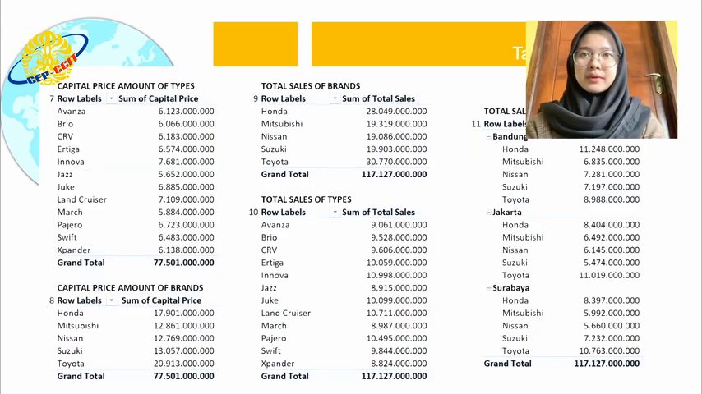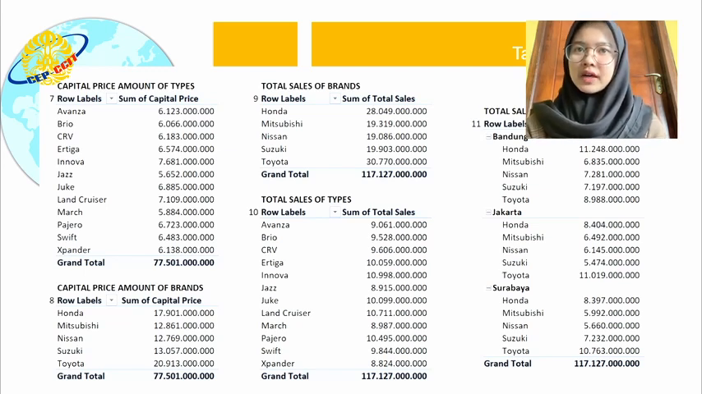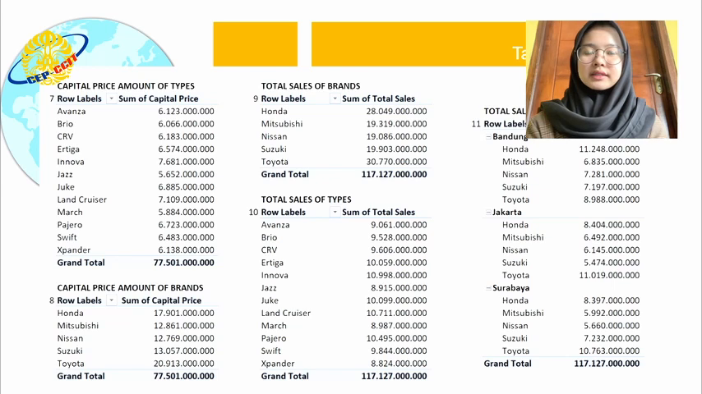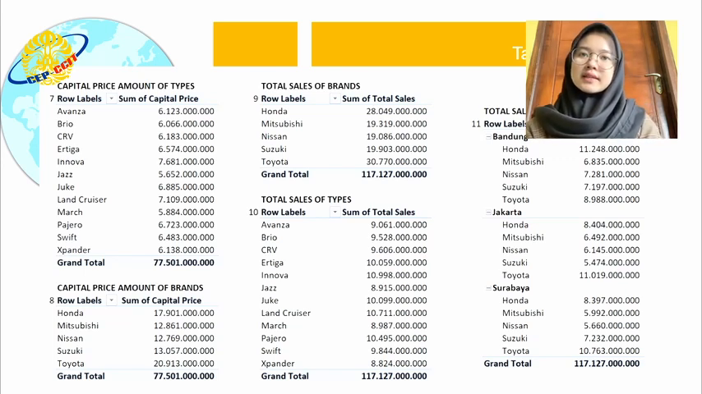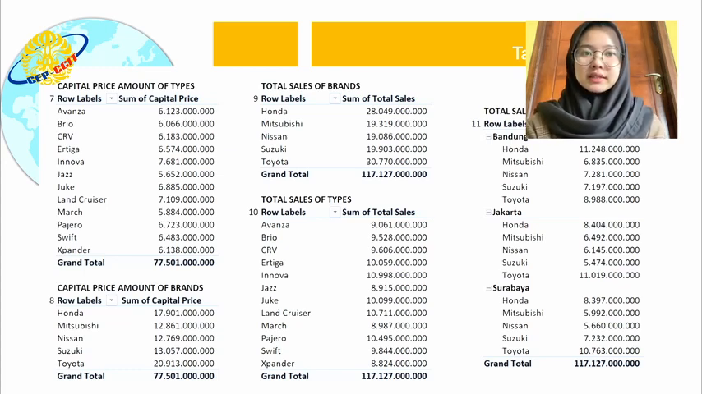So the seventh pivot table is capital price amount of types. And we can see that the sum of capital price is 77 billion, and the range of each type's capital price is from 5 billion to 7 billion, and the highest are Innova and Land Cruiser with 7 billion. And the eighth pivot table is capital price amount of brands. So the highest sum of capital price is Toyota with 20 billion.